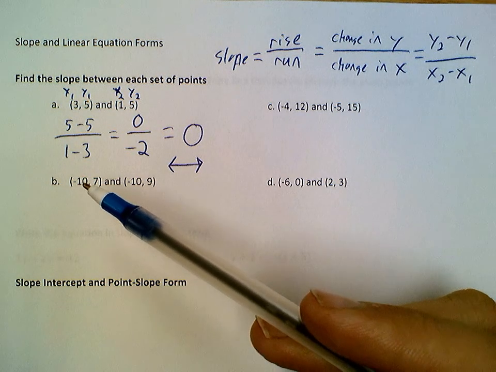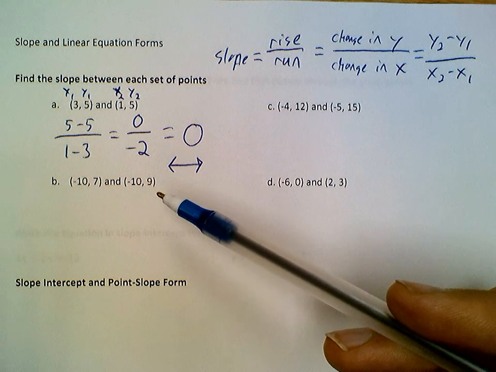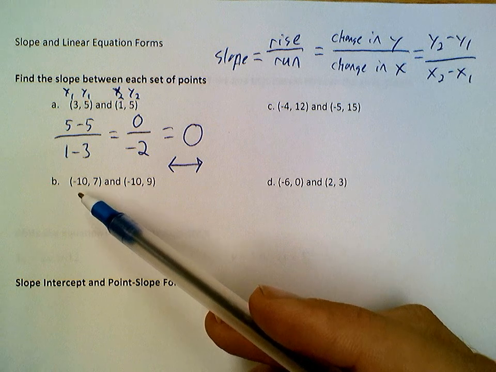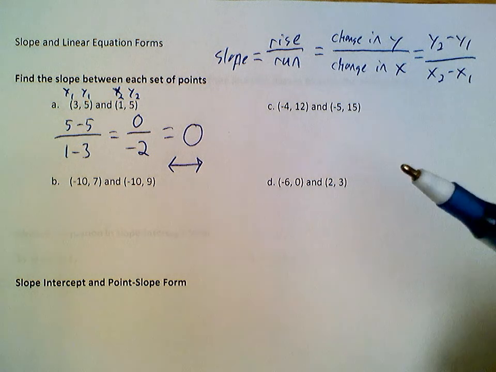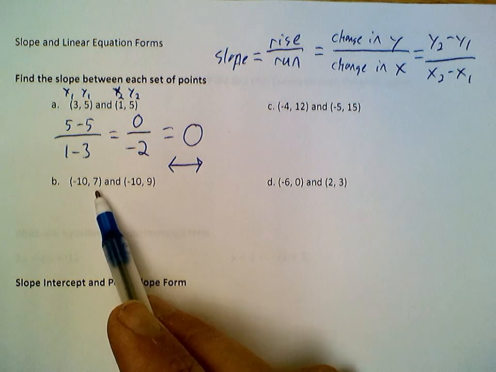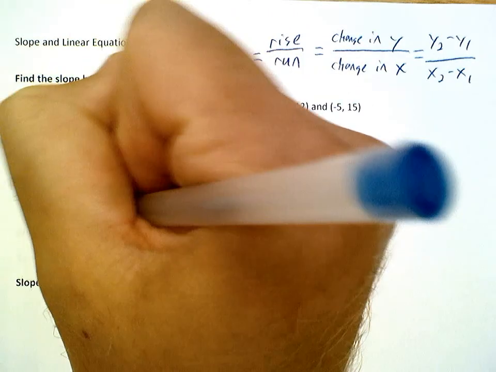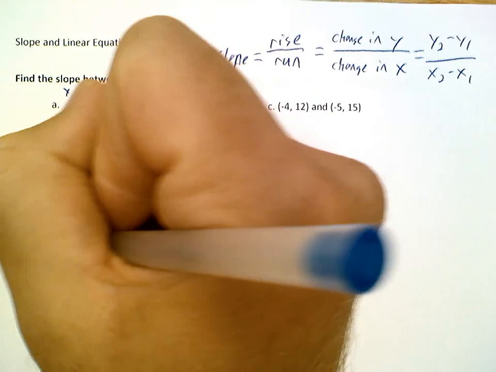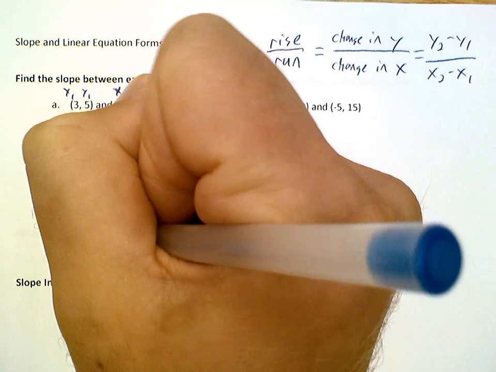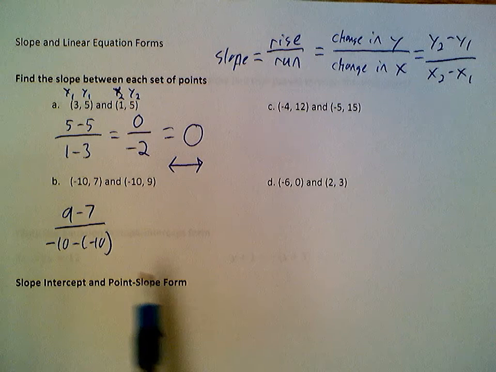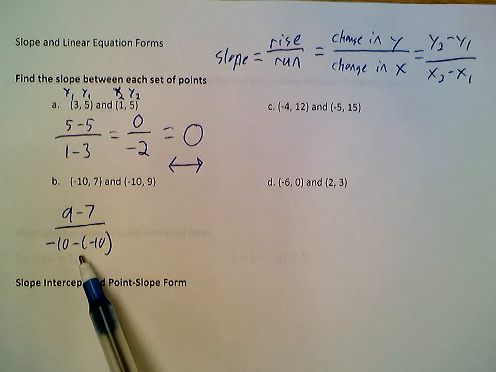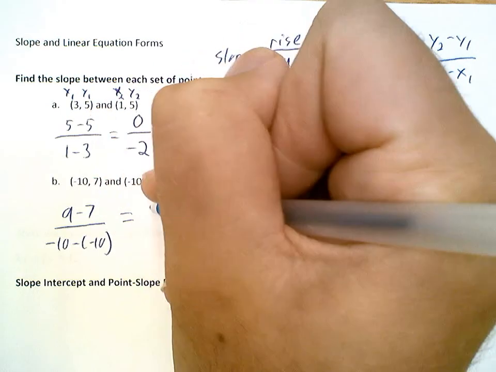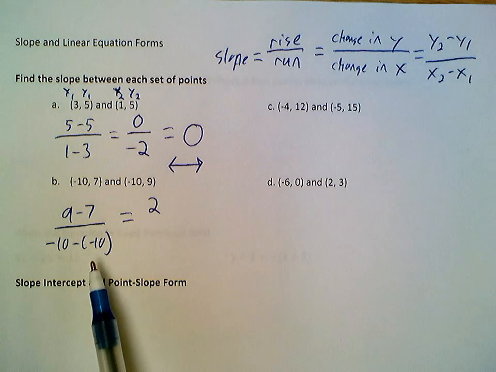I've got negative 10, 7, negative 10, 9. Okay, so once again, I'll just make the first point, point 1, and the second point, point 2, but it doesn't matter. So y minus y, I'm going to make 9 minus 7. X minus x, I got negative 10 minus a negative 10. Be careful when you're subtracting a negative that you include both the minus sign and the negative sign, because if you don't, you will get the wrong answer. So, okay, 9 minus 7 is 2, of course. But what is negative 10 minus negative 10?